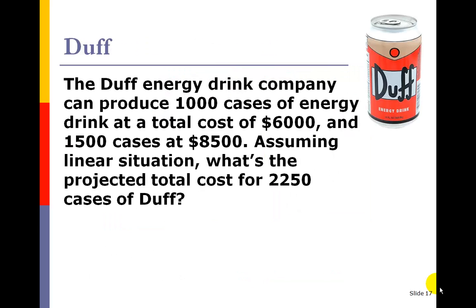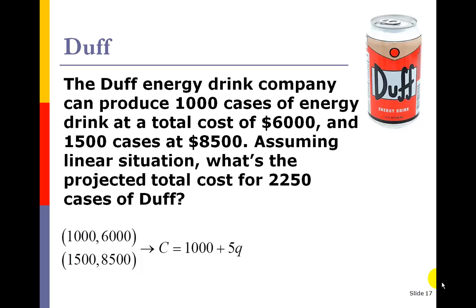For an example, I'm looking at Duff Energy Drink. They produce 1,000 cases at a total cost of $6,000. When they produce 1,500 cases, the cost is $8,500. Let's assume a linear situation. We want to find the projected total cost for a production level of 2250. In order to do this, I need to develop the formula, and once I develop the formula, I plug in 2250. That's my strategy: make the formula and then do the evaluation.